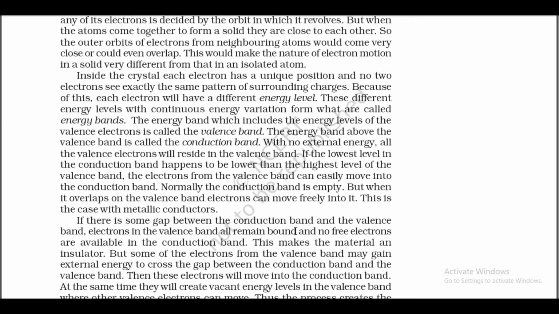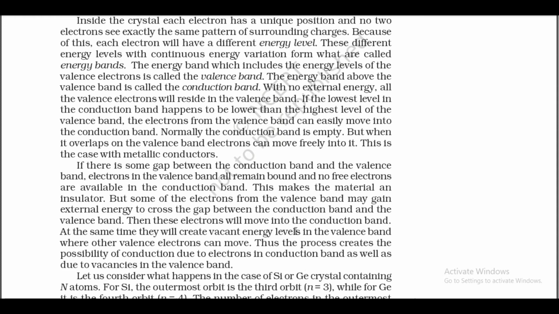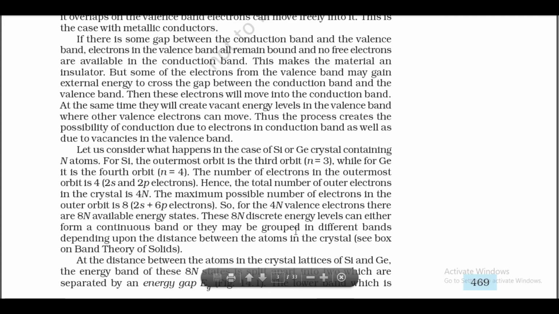If the lowest level in the conduction band happens to be lower than the highest level of the valence band, the electrons from the valence band can easily move into the conduction band. Normally, the conduction band is empty, but when it overlaps the valence band, electrons can move freely into it. This is the case with metallic conductors. If there is some gap between the conduction band and the valence band, electrons in the valence band remain bound and no free electrons are available in the conduction band. This makes the material an insulator.